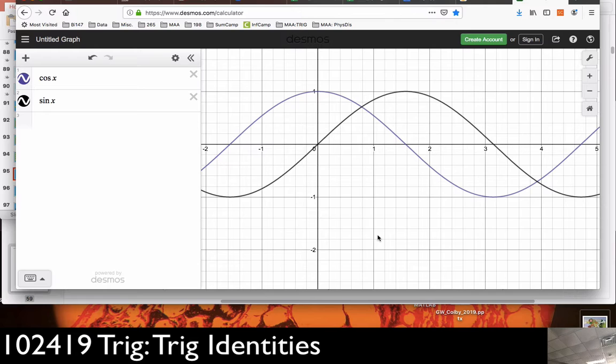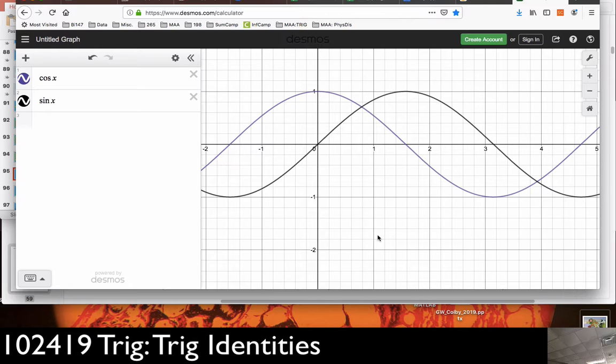So x right here is 0, but sine of 0 is not minus 1. Sine of 0 is 0, right? So we need sine of 0 plus or minus something that will return a sine value of negative 1, which is over here. That's at minus pi over 2.